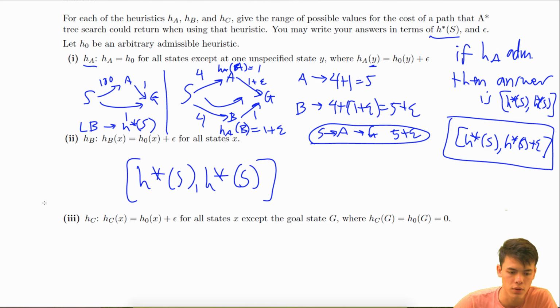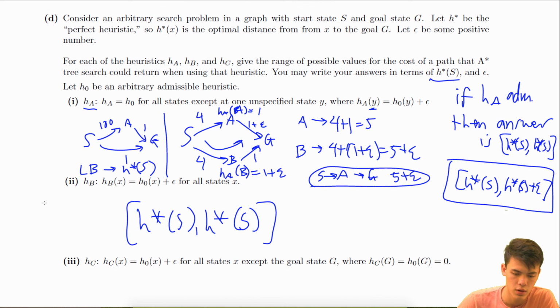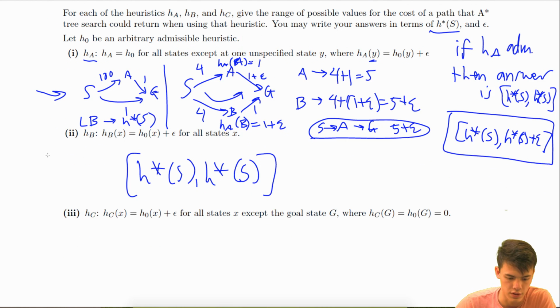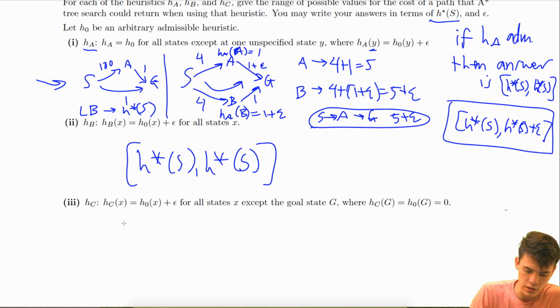using the same example as in part 1, like right here, where one way to get to the goal is just much better than the other way. Having this heuristic is not going to really mess things up too much because it's always going to find the right path for this graph anyways. So the lower bound is going to be H star of S.